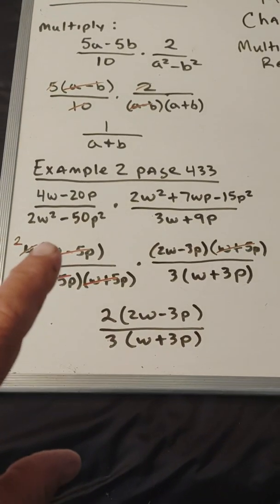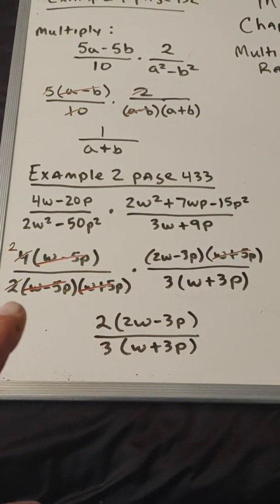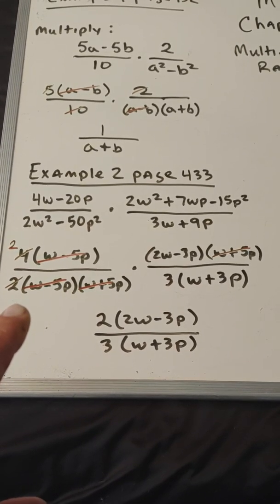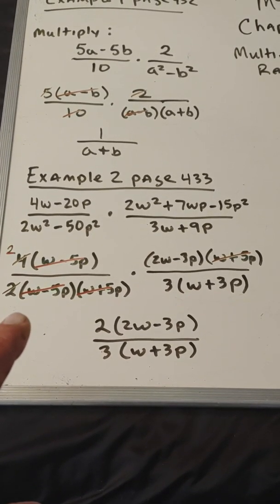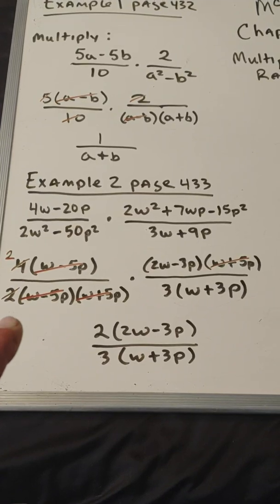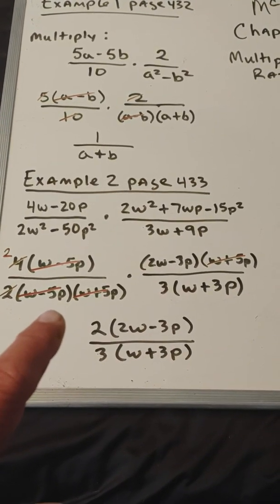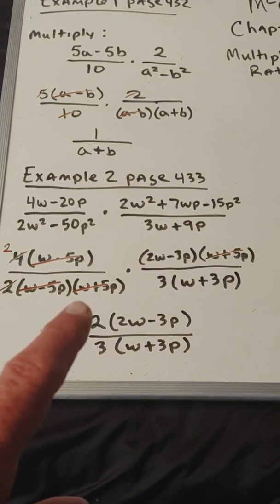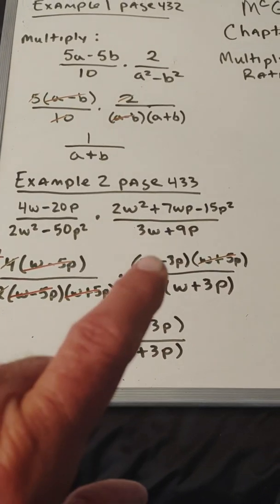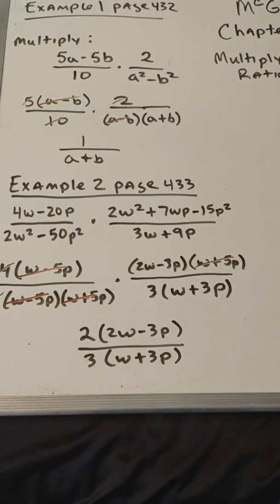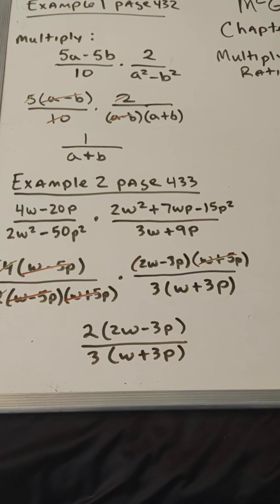Come down to the bottom here. We first greatest common factor out a 2. That's going to make it w squared minus 25p squared, which becomes the difference of squares, which is w minus 5p times w plus 5p. Factor out a 3 here, so we get 3 times w plus 3p.